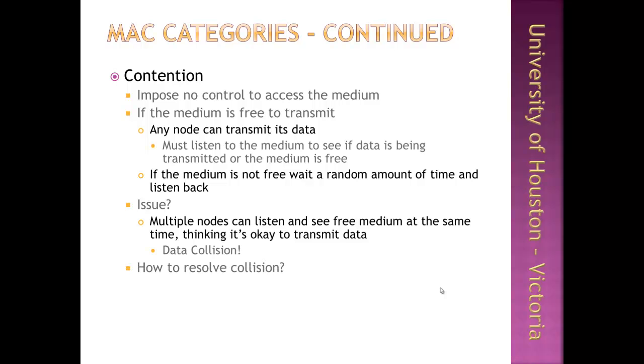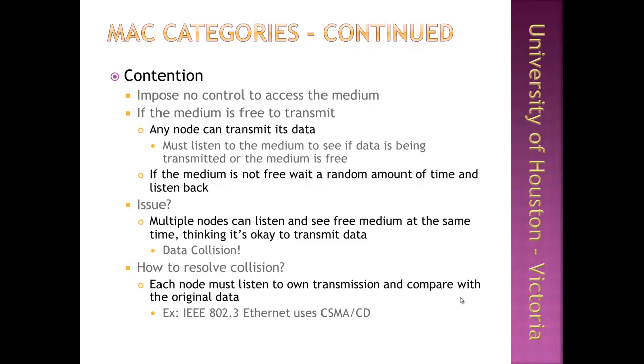So how to resolve collision? To resolve collision, each node also listens to its own transmission and compares it with the original data. If the original data is different than the transmitted data, then there has been a collision, and therefore the node must wait, and if the network medium is free, resend its data. The IEEE 802.3 Ethernet is an example of this contention method, which uses carrier sense multiple access with collision detection, or CSMA/CD.